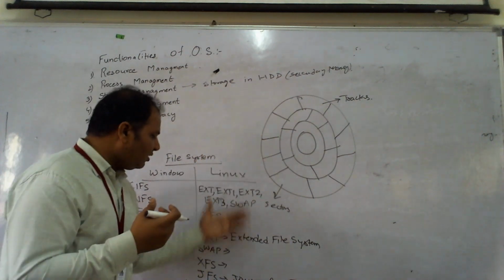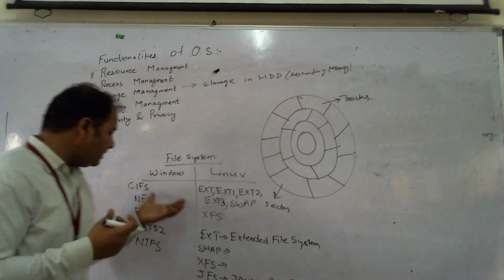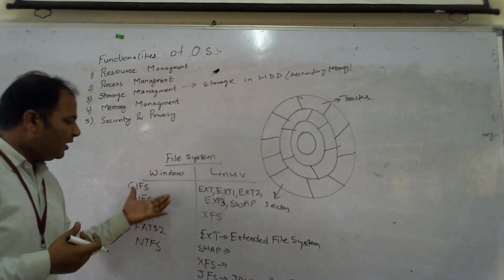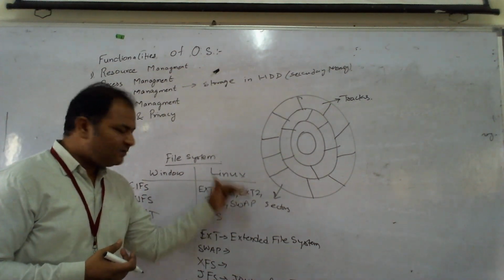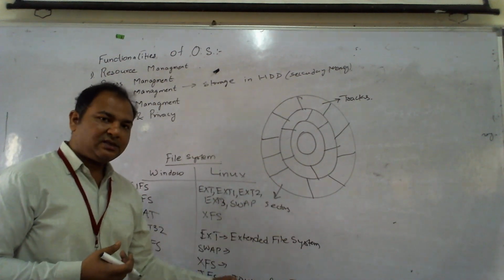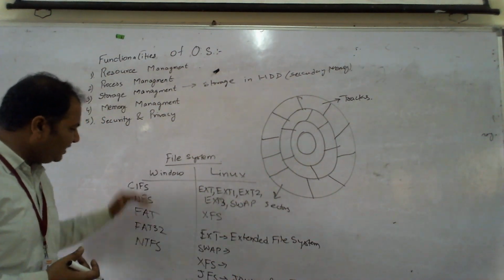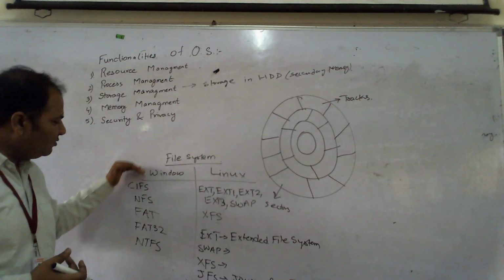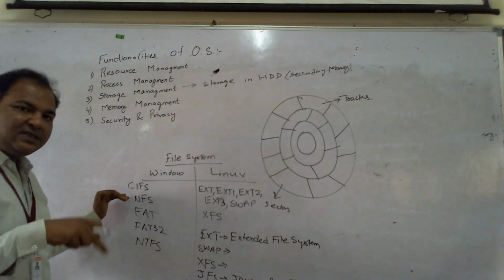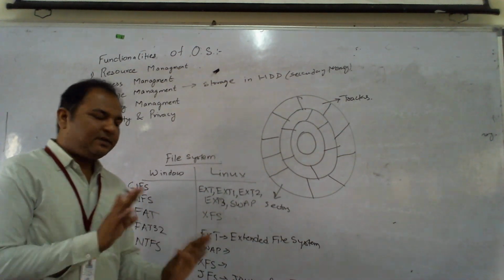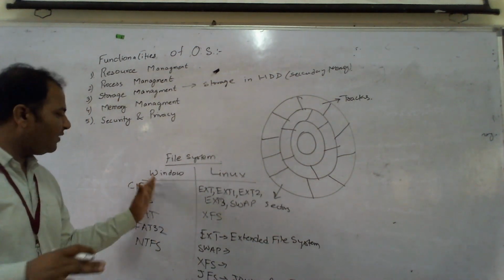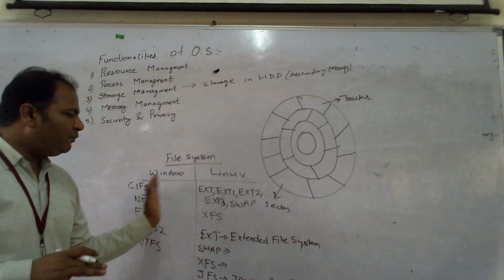So when you install the Linux operating system, you will see all these file systems in the installation properties. In Linux, you can access and see these file systems. But in Windows, you can access and manage data with these file systems, but you can't see them. So there is a difference between these two.